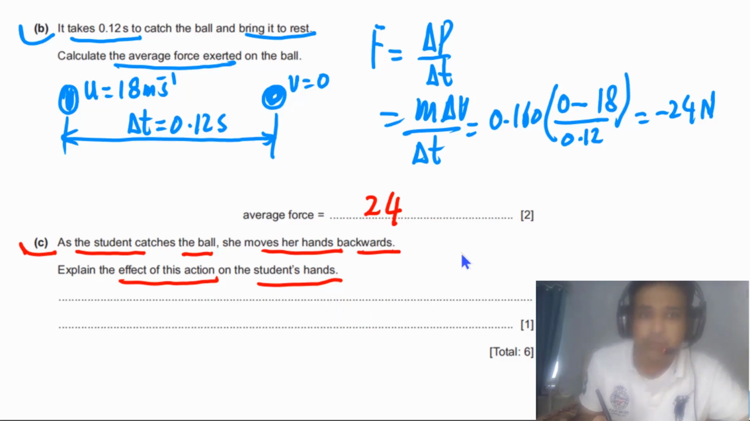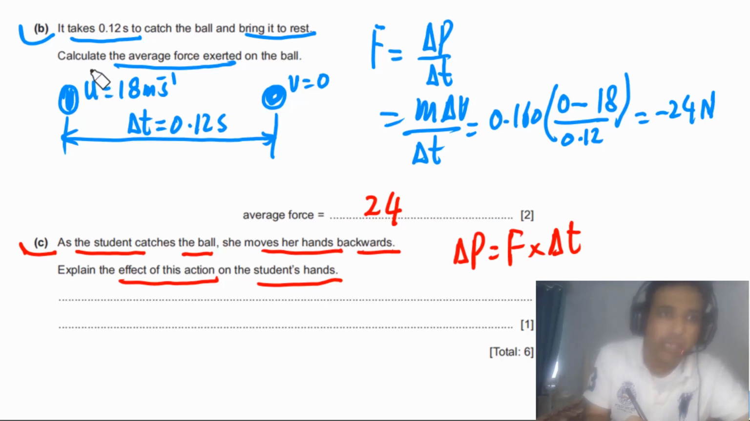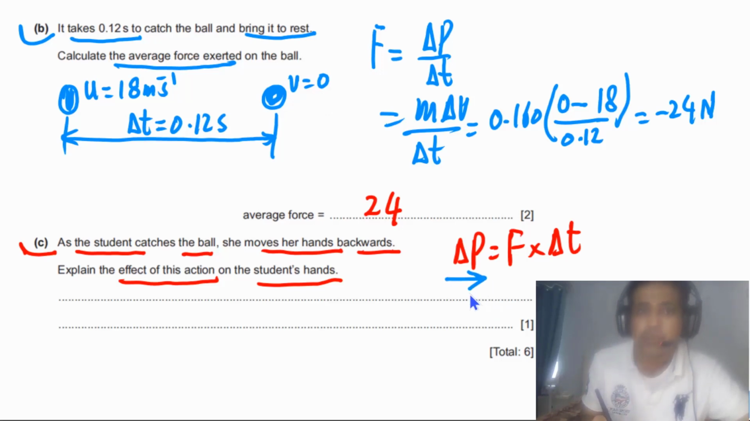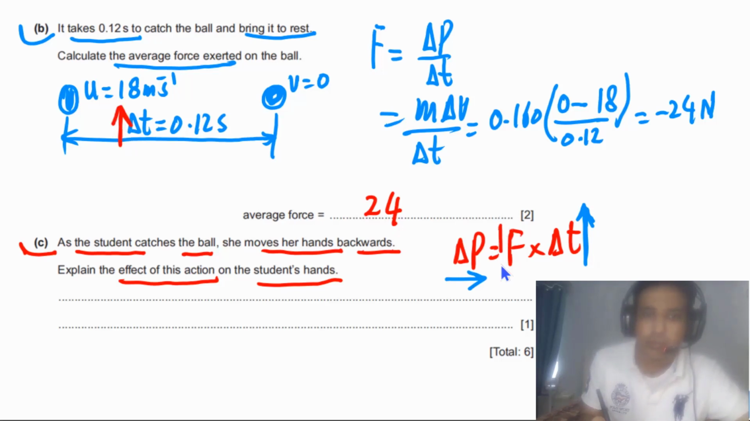For this purpose, we need to understand delta P is equal to F times delta t. Change in momentum is the same because the ball has initial velocity here and final velocity 0 and mass is constant. So this quantity delta P is constant. So if the student increases the time taken, let me use the red color, if we increase this time taken, we can reduce the force. So that's the point you need to understand.